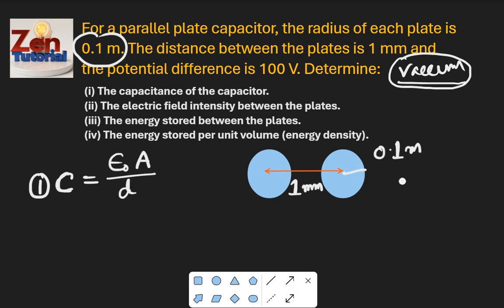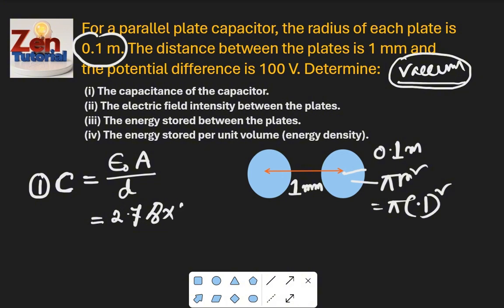Now, what is area? Area is the plate area. So this will be pi r square. So this is pi and r is 0.1 whole square. So if we plug in all these values, what we have got is 2.78 into 10 to the power minus 10 farad. And this is the answer for number 1.